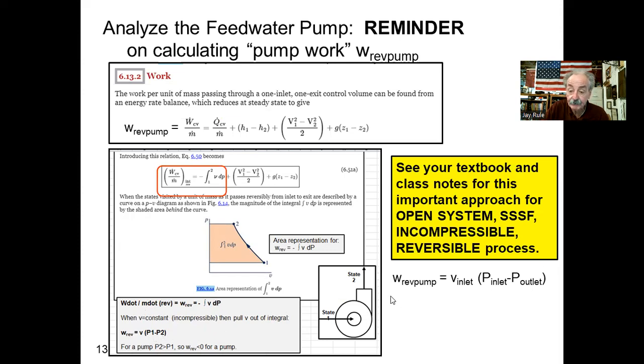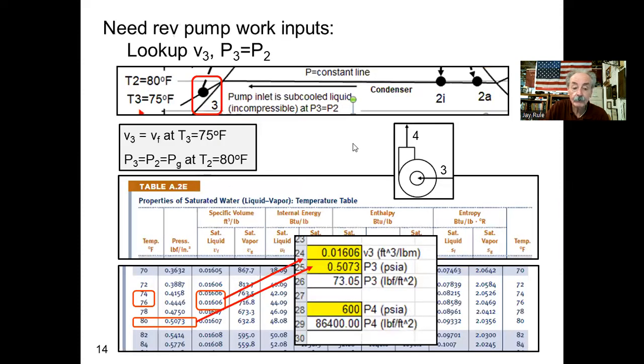Over here, I've made it in a bigger font. W reversible of the pump is equal to V at the inlet times P at the inlet minus P at the outlet. That's going to be the reversible work for the pump, and it's going to be a negative number. P inlet is a low pressure, P outlet is a high pressure, low minus high. W reversible pump is going to be a negative number. All right, let's go get some numbers. Look at the reversible work inputs.